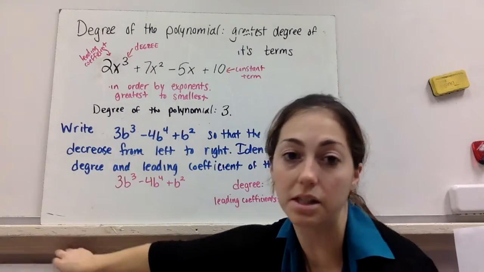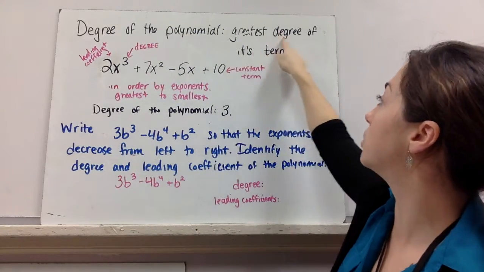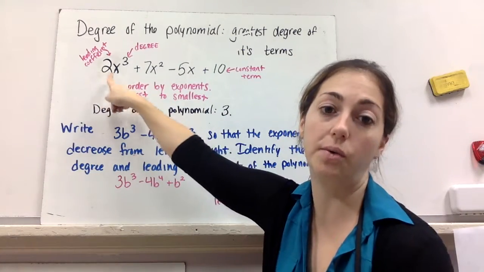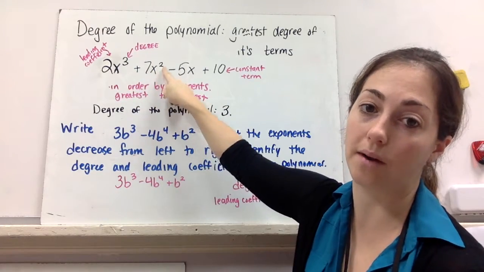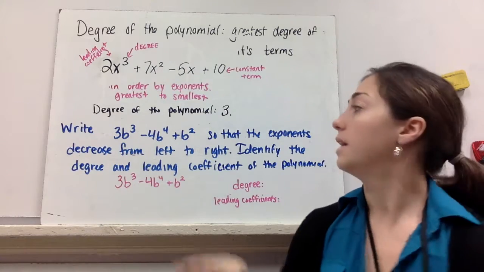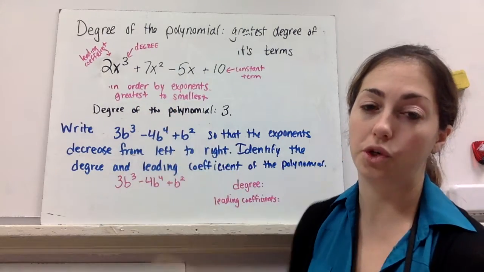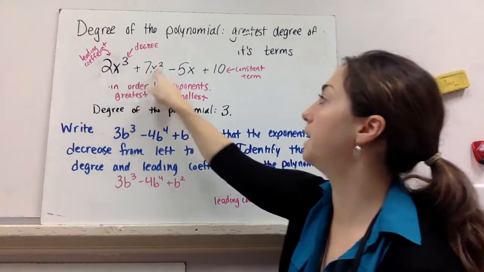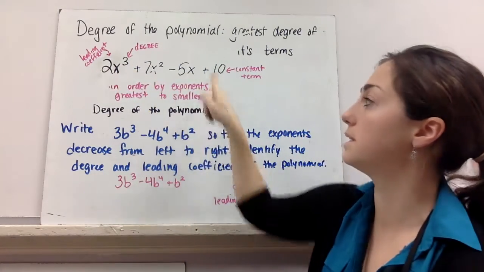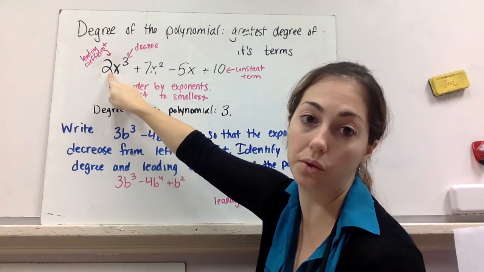So now, not just the degree of the monomial, but say you have the degree of the polynomial. That's the greatest degree of its terms. So say we have this polynomial, 2x cubed plus 7x squared minus 5x plus 10. So there are many things to talk about. If it's in order, that means starting at the greatest exponent to the smallest. So I have a 3, a 2, a 1, and a 0. Each of these terms, a 3, a 2, a 1, and a 0. So it's in order.